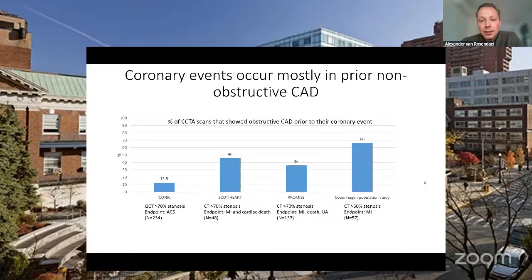These are four of the most recent large studies where patients have a CT scan and are followed for events, with the event occurring within 0 to 5 years. If you go back to that CT scan, you see that most of the patients with the event did not have obstructive coronary artery disease on their prior CT scan. Less than 50%, as you can see here, had a more than 50% stenosis. So looking for the obstructive stenosis is good for your symptomatic patient, but it's not really going to identify the patient who is going to have the heart attack.